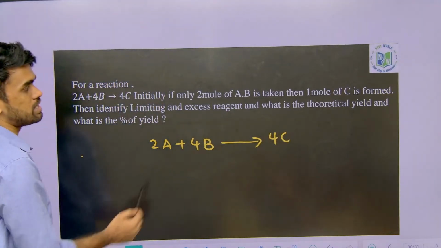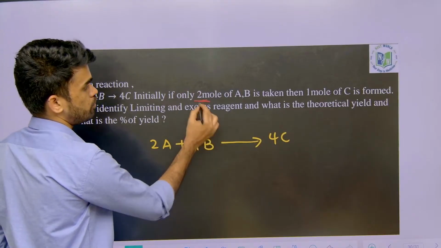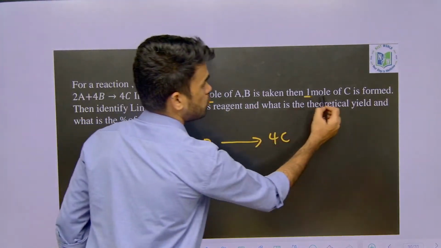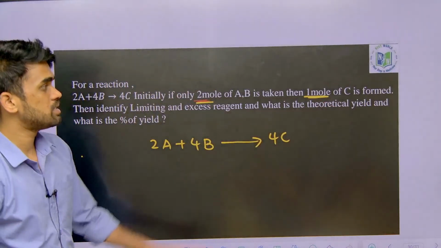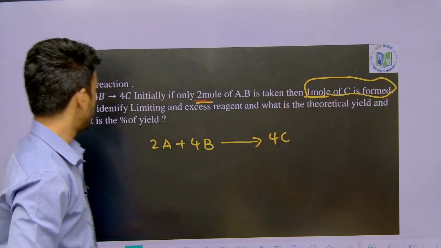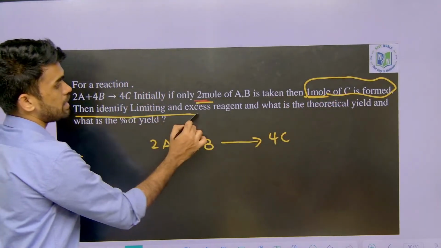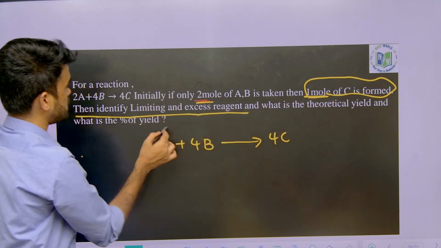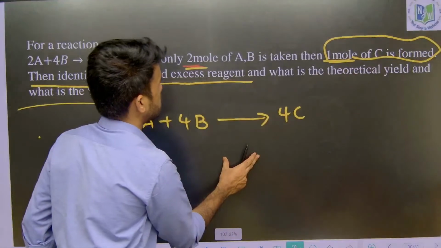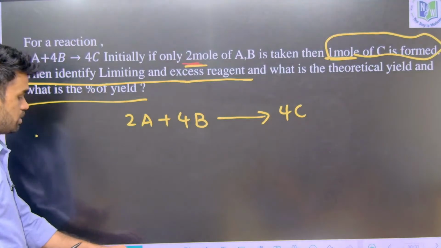Initially how many moles have they taken? 2 moles of B and 2 moles of A is taken, then 1 mole of C is produced. Means this is the amount they have got, they are saying. Okay, next, then identify limiting reagent, excess reagent, and what is the percentage of yield they are asking. Okay, easy, simple.